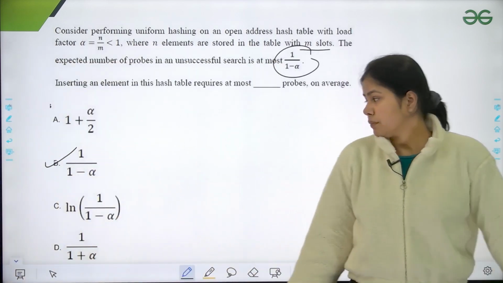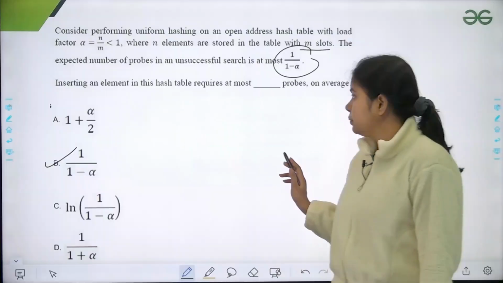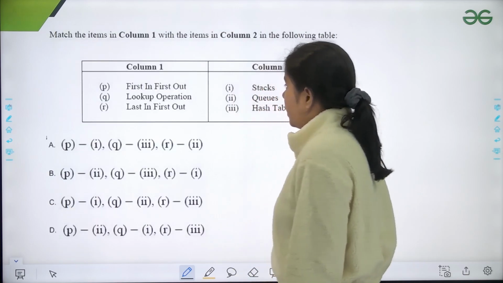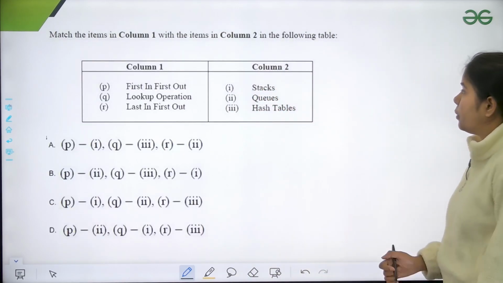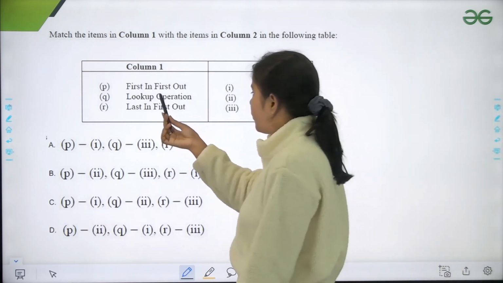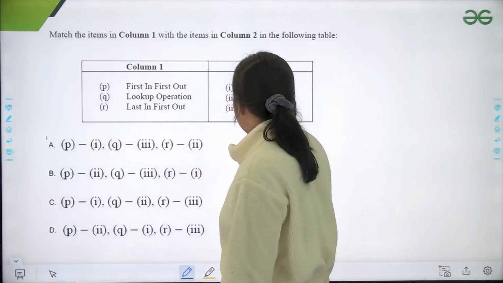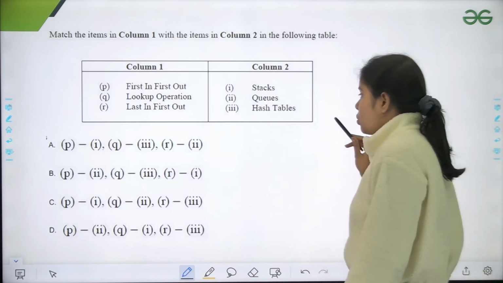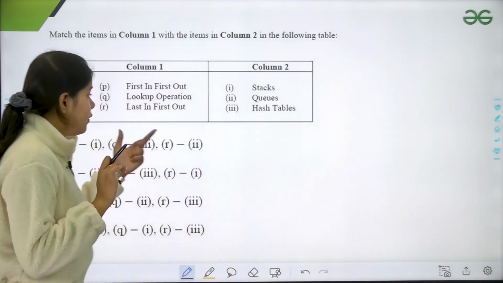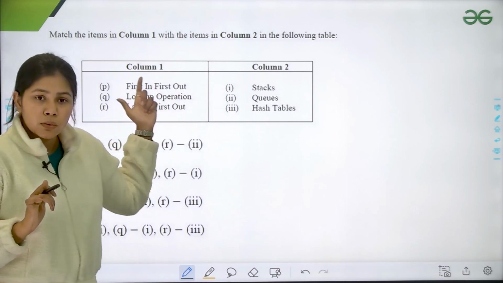Okay, now next question we have is match the following column with items in the column 2. So you can see that in column 1 we have given the operations and in the second we have given queues, hash table and stacks. So we know that in queue we have first in first out, right?